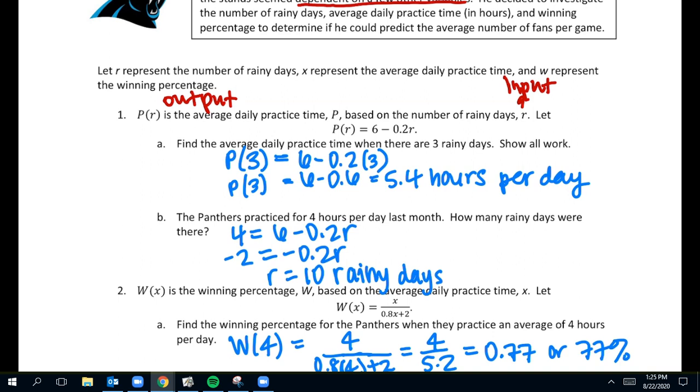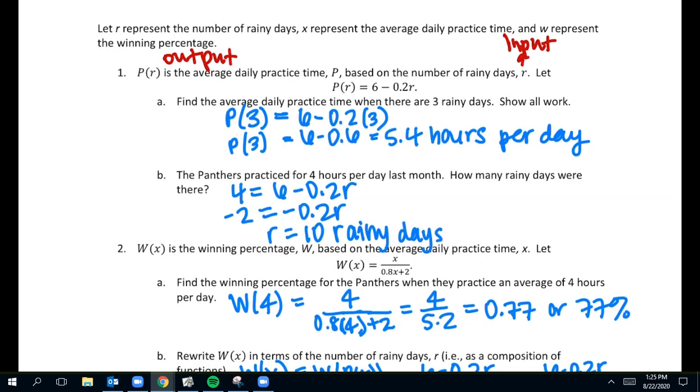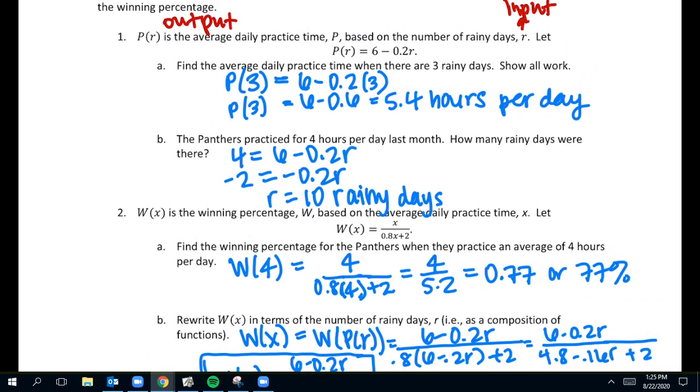So for A, we have done stuff like this before. A and B, we solve for the average daily practice time given the input, and then we were provided with the output of 4 hours and asked to work backwards and find the number of rainy days. Number 2, W of X is the winning percentage, W based on the average daily practice time X. But what I want to point out is that average daily practice time is also P of R.